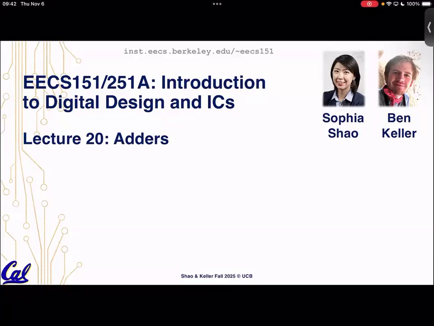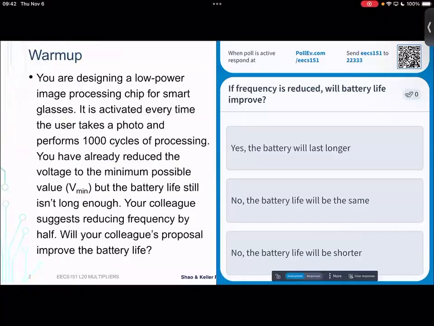Well, welcome to EX 151, lecture 20. We're going to start talking about arithmetic today. But first, let's recall what we were talking about last time. So please go ahead and read this problem and try it on your own. Now, I will go ahead and activate the poll so you can submit your answer.